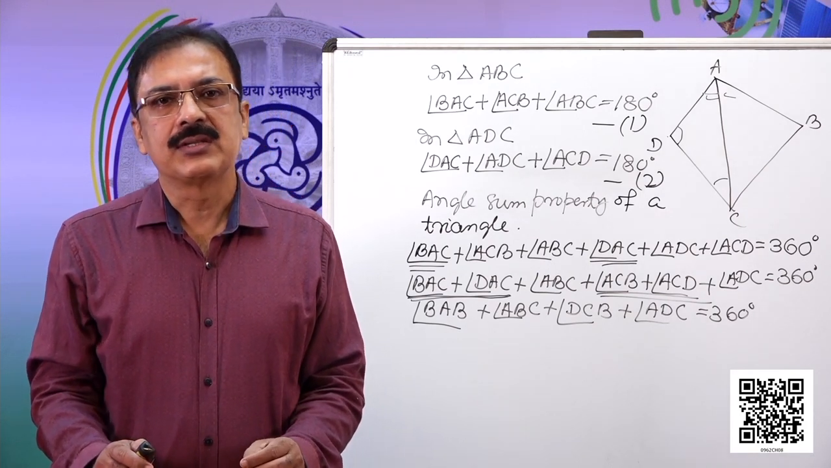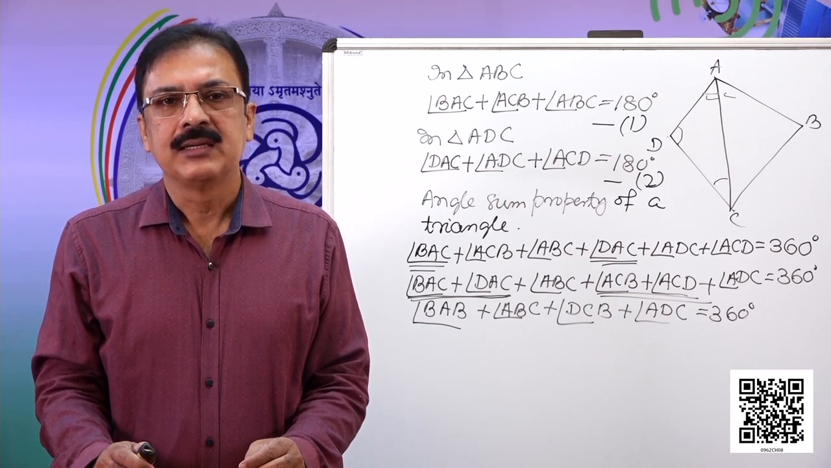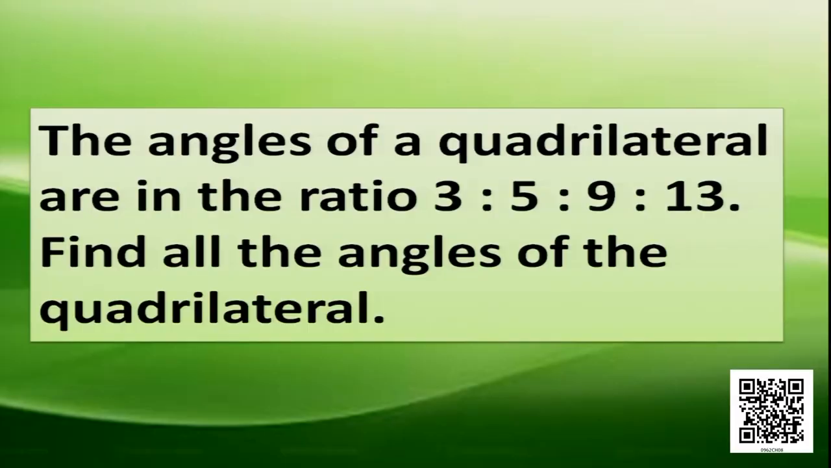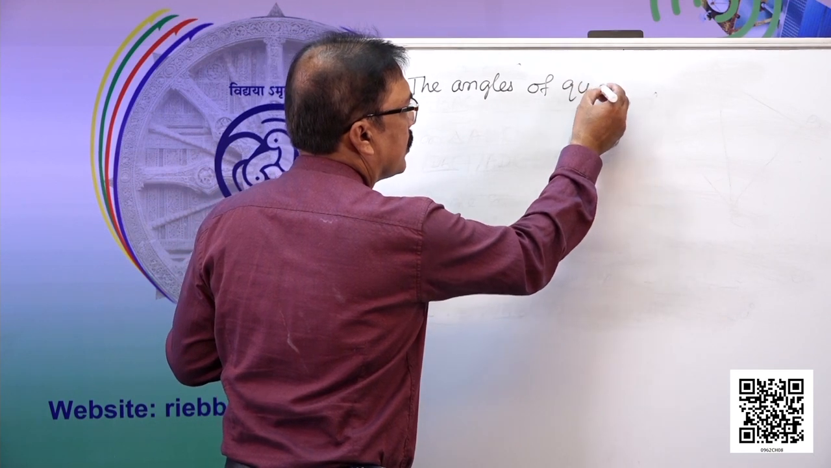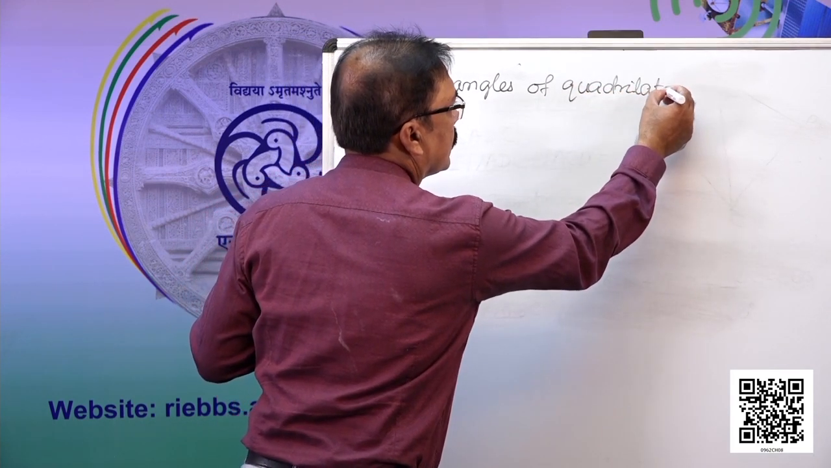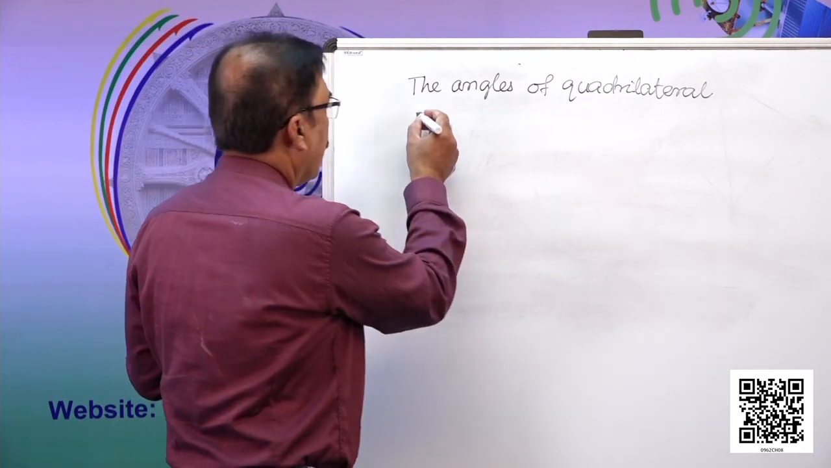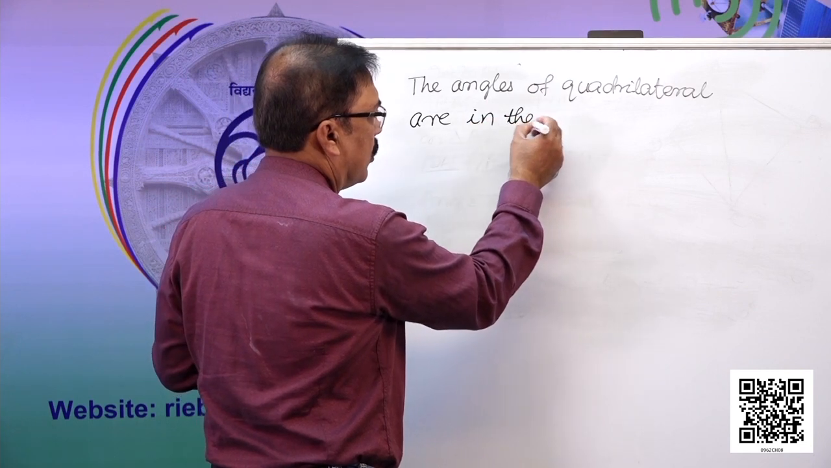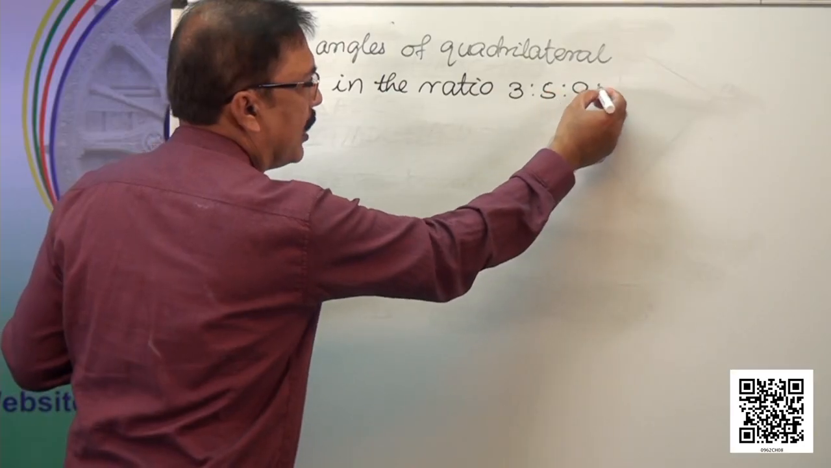Now let's discuss some problems based on these definitions and the angle sum property of a quadrilateral. See, the first question is: the angles of a quadrilateral are in the ratio 3:5:9:13. Find all the angles of the quadrilateral. The angles of a quadrilateral are in the ratio 3:5:9:13.